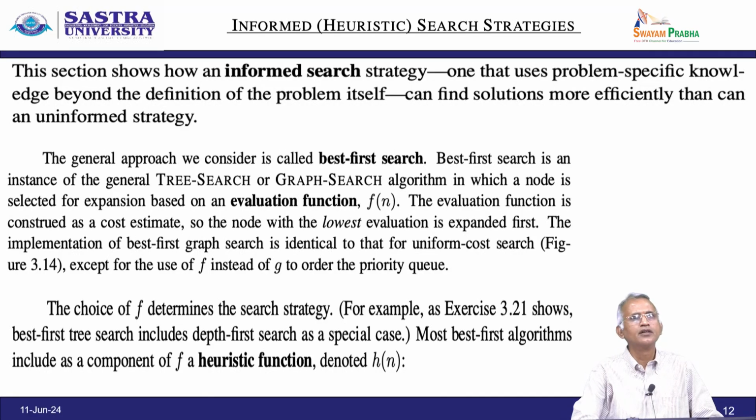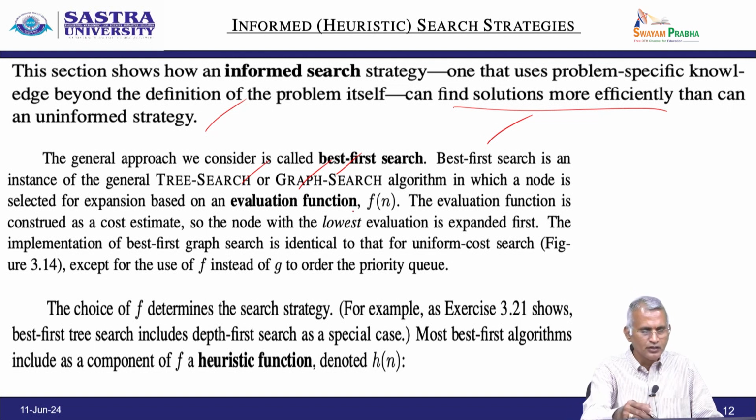This section shows how an informed search strategy, one that uses problem specific knowledge beyond the definition of the problem itself, can find solutions more efficiently than an uninformed strategy. The general approach we consider is called best first search. Best first search is an instance of the general tree search or graph search algorithm in which a node is selected for expansion based on an evaluation function f of n. The evaluation function is construed as a cost estimate, so the node with the lowest evaluation is expanded first.